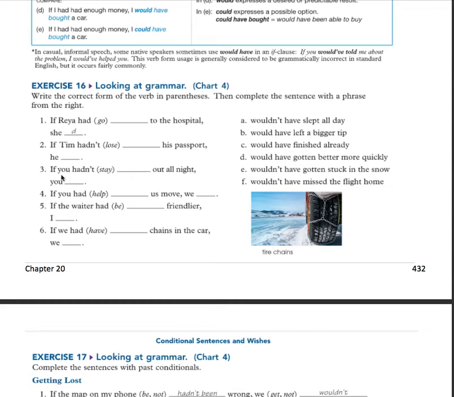Okay, number 3. If you hadn't, past participle of stay, it's a regular verb, stayed, ed, out all night, you, letter A, wouldn't have slept all day. Number 4. If you had, what's the past participle of help? Helped with ed, regular verb. If you had helped us move, we would have finished already, letter C.